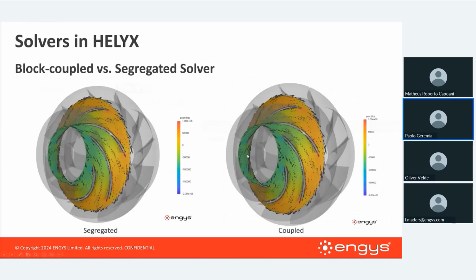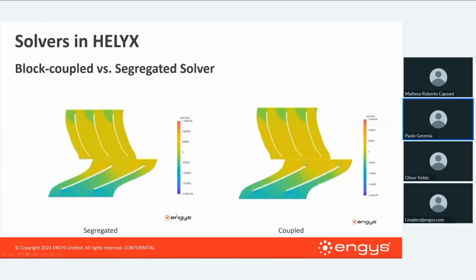And if you look at the contour plots, then you can see that the segregated and the coupled are pretty much similar. The same applies here if we want to look at the blade to blade plots.